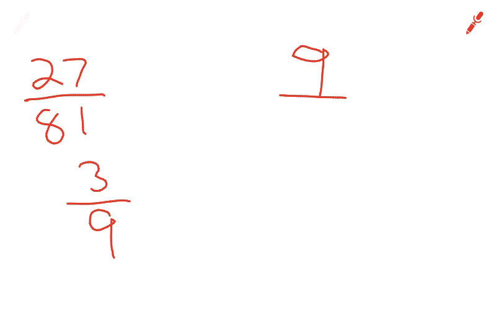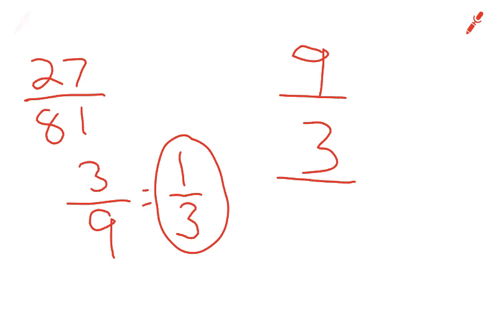Then the next question is 3 and 9 are divisible by... Well, 3 and 9 are both divisible by 3. 3 goes into 3 1 time, and 3 goes into 9 3 times. And we now have our reduced fraction. Started from 27 over 81, and we've reduced it all the way down to 1/3. That is our answer, 1/3.